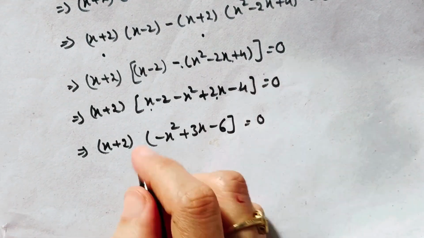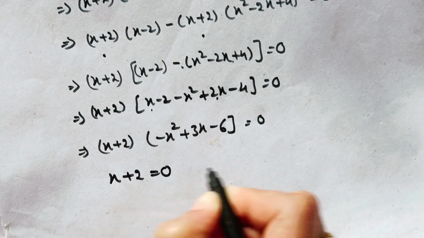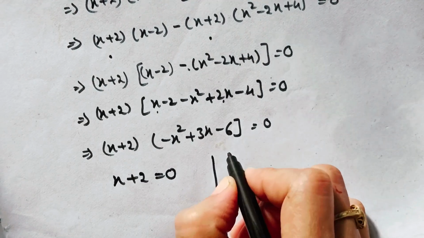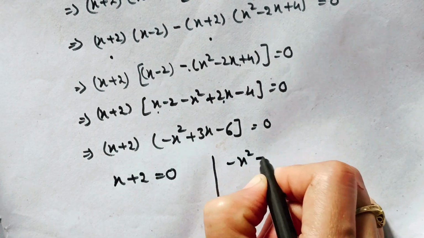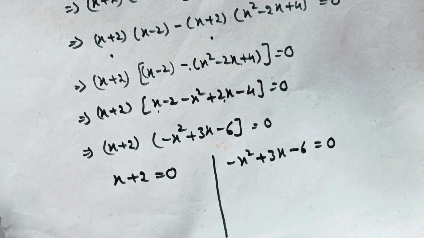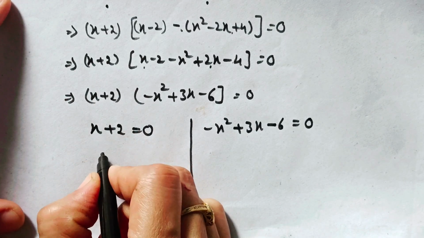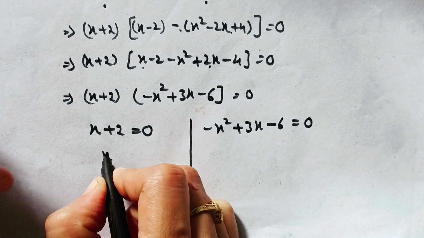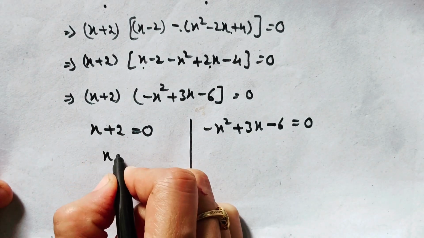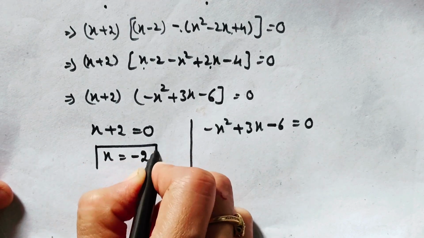Here two cases arise: x plus 2 equal to 0, and the other one is minus x square plus 3x minus 6 equal to 0. So we have to find out the value of x. From the first we can easily get the value of x is minus 2, which is 1 root.